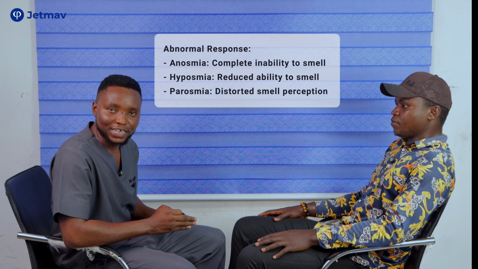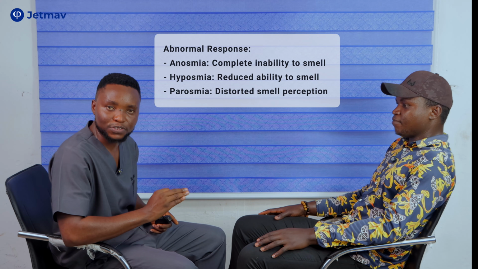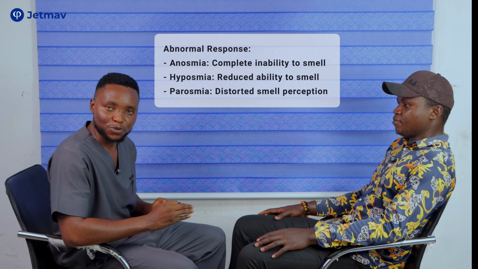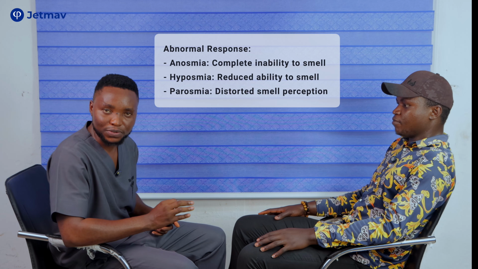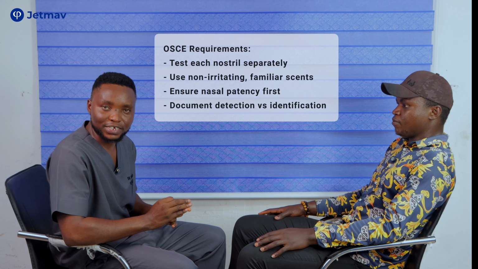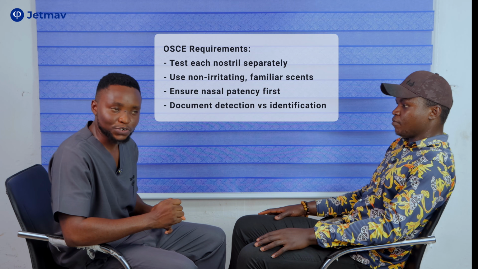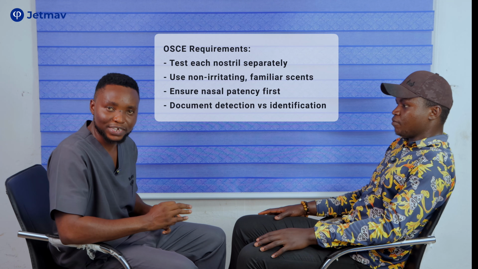Now, the abnormal response might be something like anosmia, where there is complete inability to smell. We can have what we call hyposmia, which is reduced ability to smell. Or we can also have parosmia, which is distorted smell perception. So these are some of the abnormal responses we can get, which will indicate a lesion of the first cranial nerve. So in an OSCE, just try to test each nostril separately and try to use non-irritating familiar scents and ensure that the nostrils are patent first before trying to test the ability to perceive and identify the various scents.